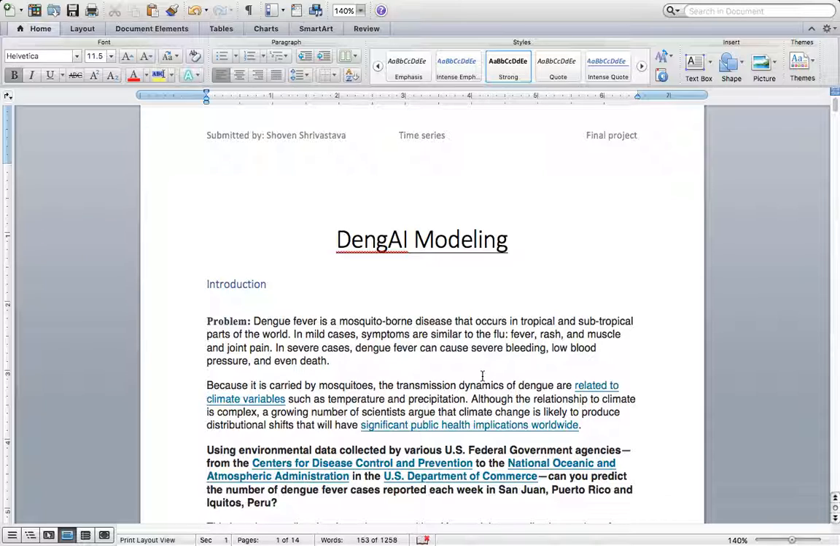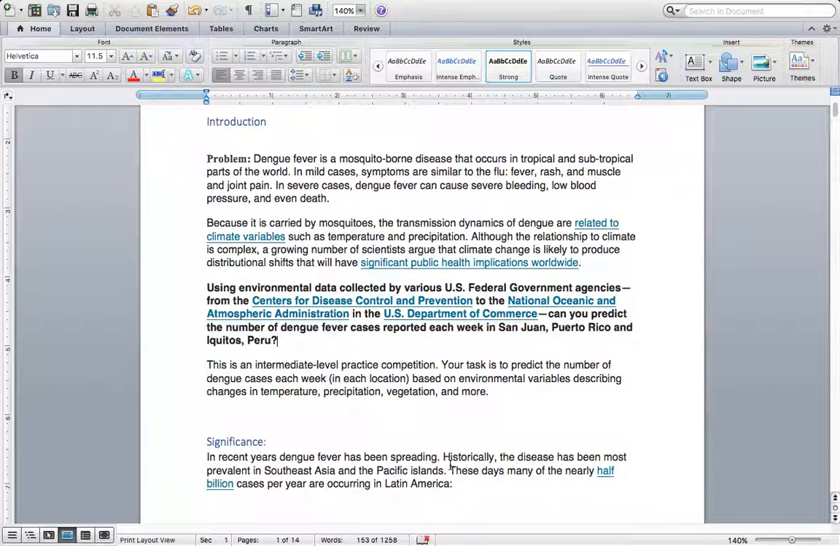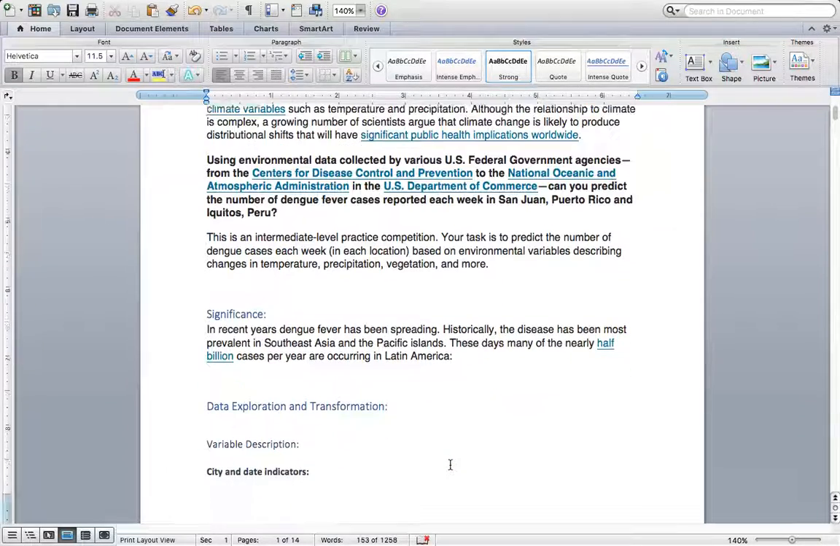Dengue fever is a mosquito-borne disease, and it is possible to predict the total number of cases based on the environmental data collected by various U.S. federal government agencies, and these agencies are the Center for Disease Control and Prevention, the National Oceanic and Atmospheric Administration, and the U.S. Department of Commerce. We have a data set with a number of variables, and we'll use those variables to predict the total number of cases, so that governments around the world can take some preventive actions to deal with dengue fever.